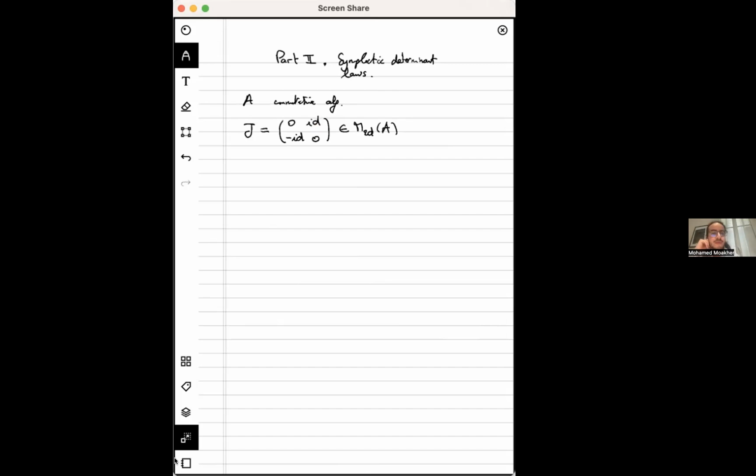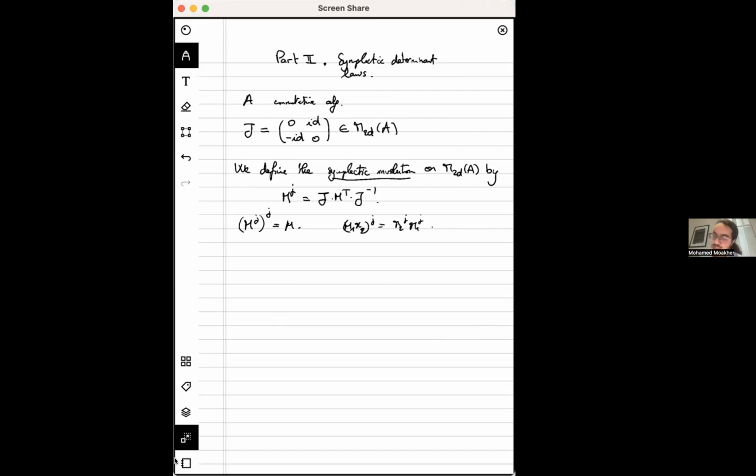And we define the symplectic involution on the matrices by the following. The involution is given by M maps to J times the transpose of M times J^(-1). So this is an involution. It means that the involution applied twice gives M, and also (M1 M2)* equals M2* M1*. Yeah, just an involution.